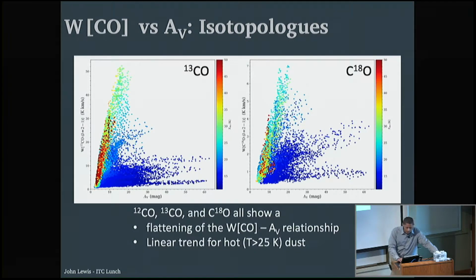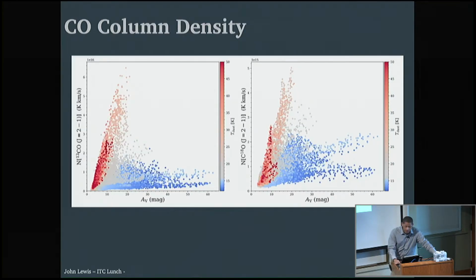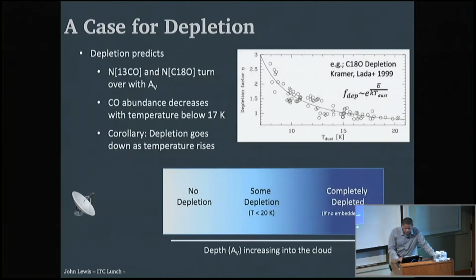So this is still just the intensity. We want to understand what the abundance of CO is doing, and so we can plot the column density instead. The color is still the dust temperature, just a somewhat different color scheme, much better than jet. And we see that the column density of CO, which you can think of as the abundance, stays flat. The column density stays flat, and so that implies that the CO isn't just hidden; it's actually being depleted from what we can see.